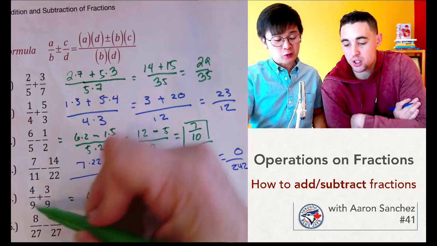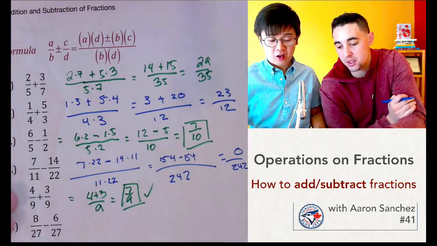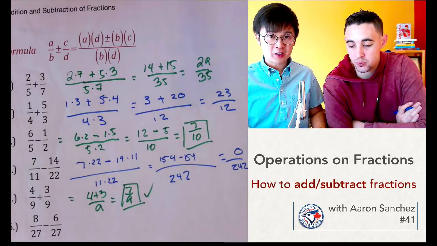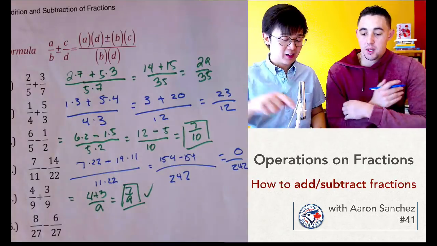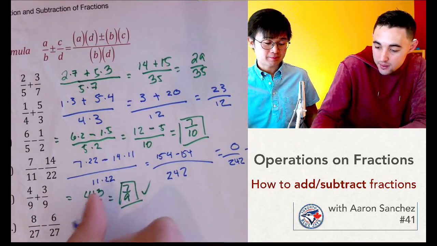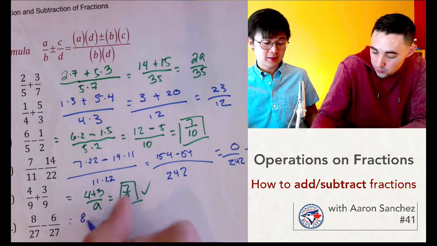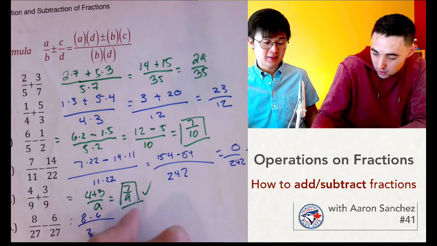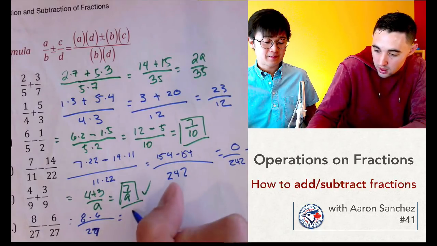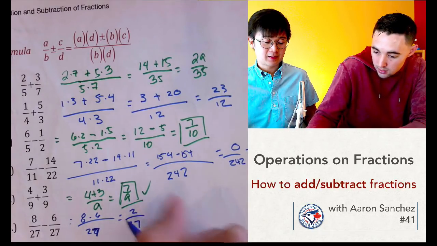But here, since you just know, you don't have to do all the work. You don't need to do all this. So same denominator. Just add or subtract the numerator and copy the denominator. And number 6. On to number 6. Same principle here. Same denominator. 8 minus 6 over 27. 7, sorry, is 2 over 27.